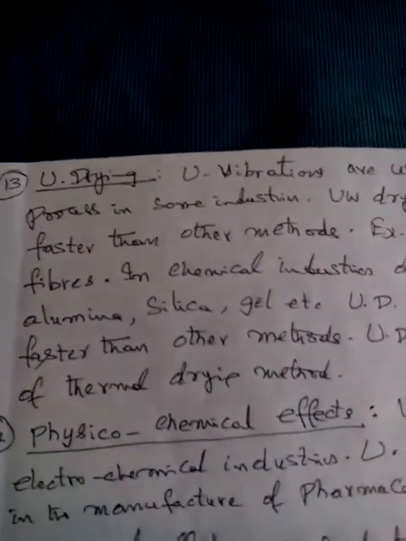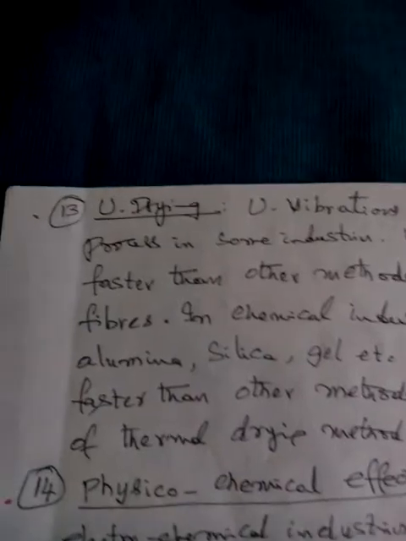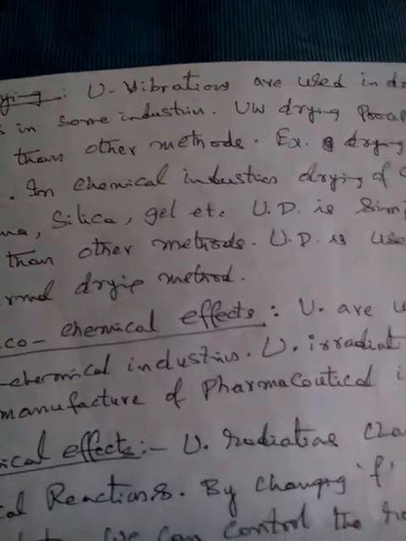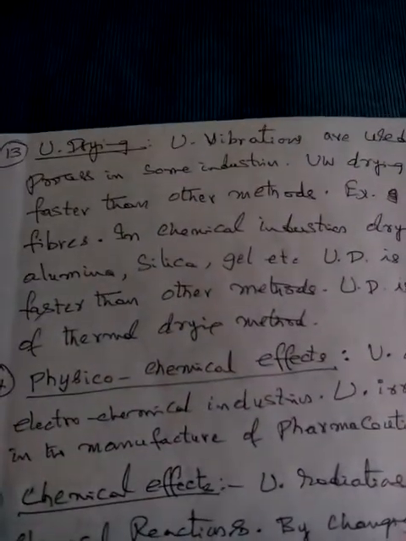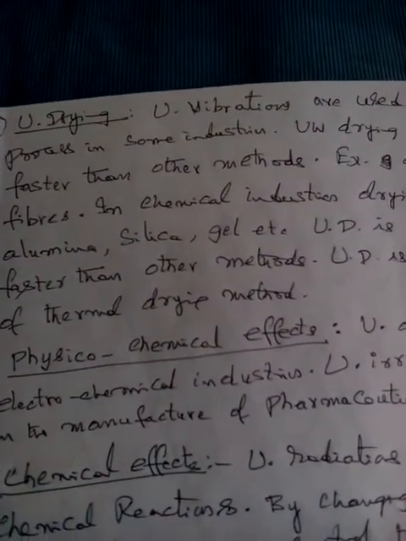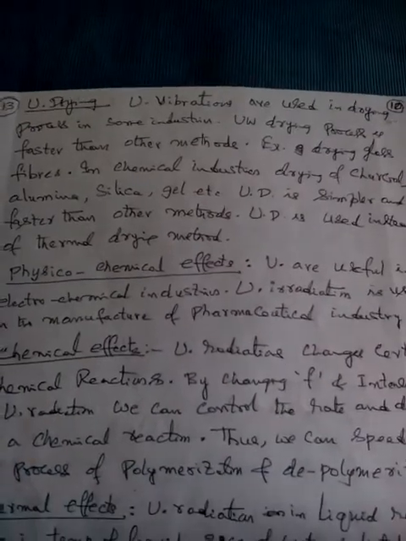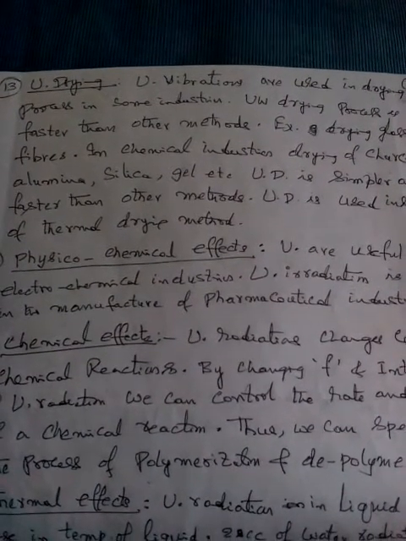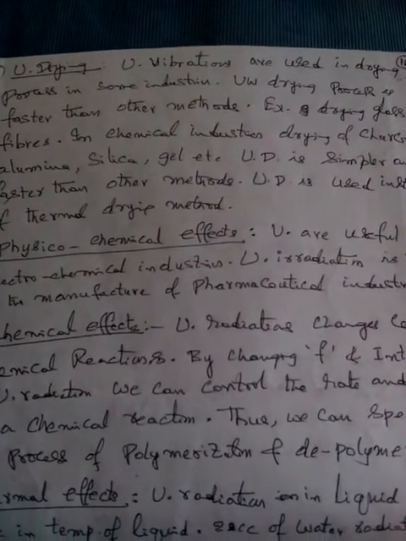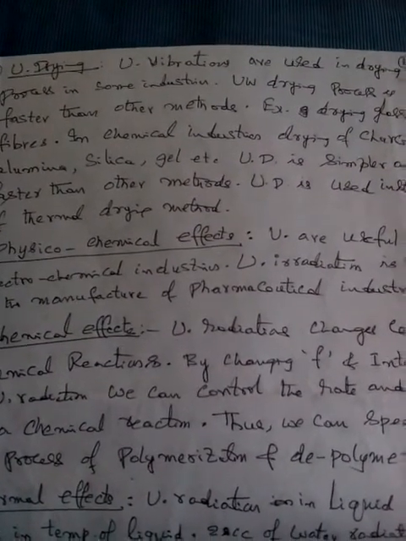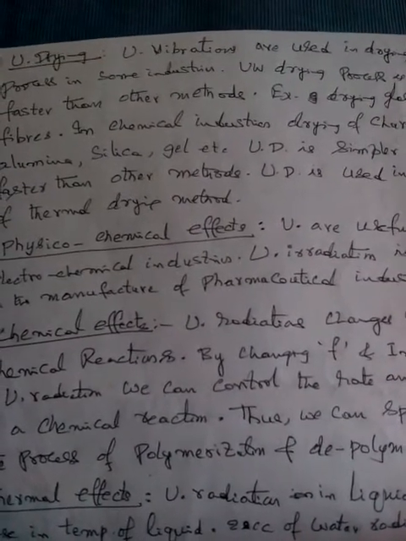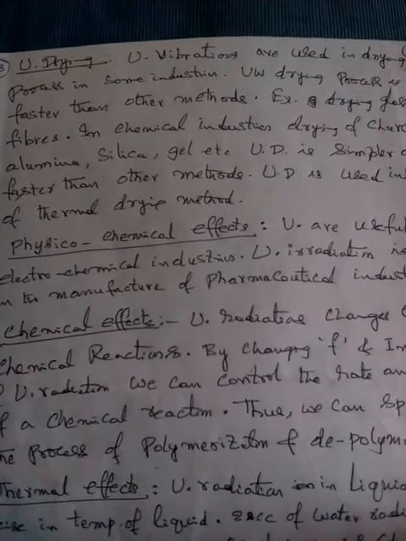Next, number 13 is ultrasonic drying. Ultrasonic vibrations, that is, sound vibrations, are used in drying processes in some industries. Ultrasonic wave drying is faster than other methods. Ultrasonic vibrations are used for drying purposes in industry because it is very fast and also effective. Example, drying of glass fibers.